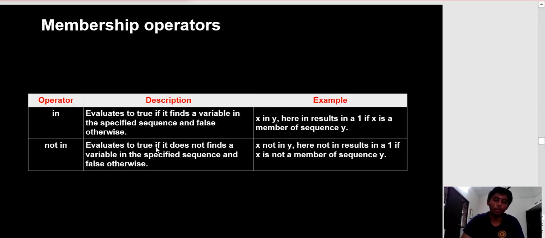Not in operator evaluates to true if it does not find a variable in the specified sequence and false otherwise. X not in Y. Example. Here not in results in a 1 if X is not a member of sequence Y. So it will check whether the given variable is in the other variable or not.